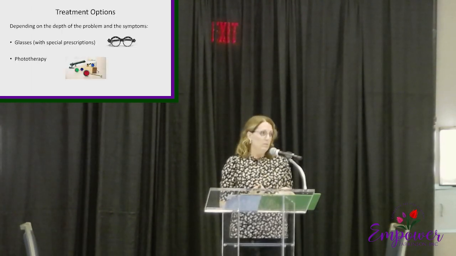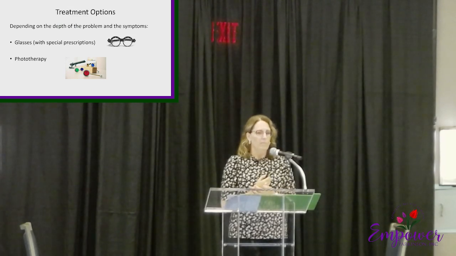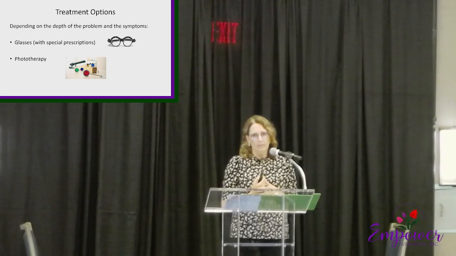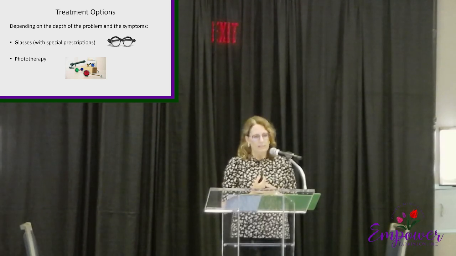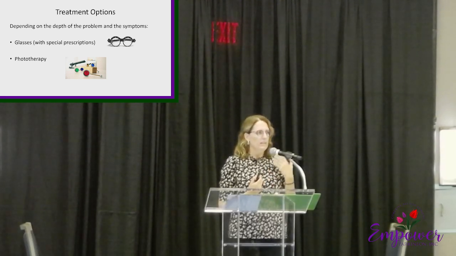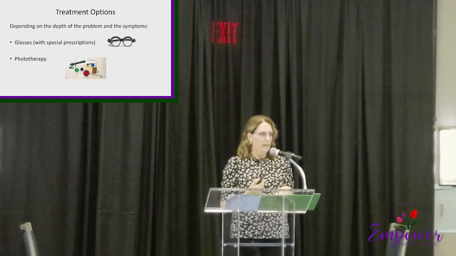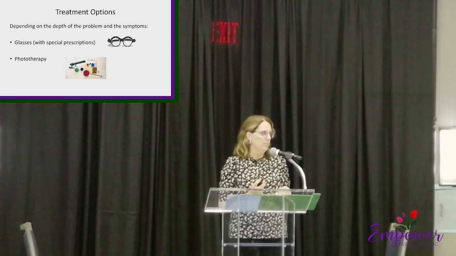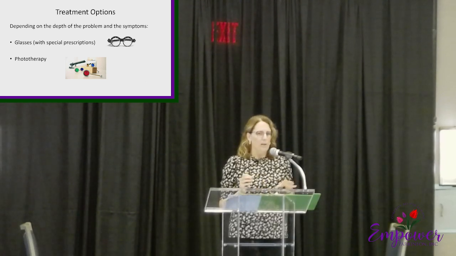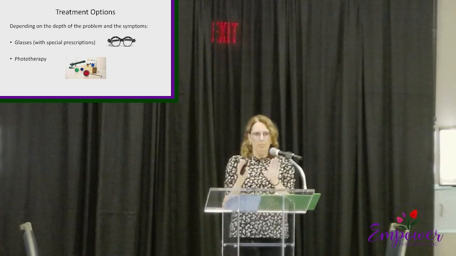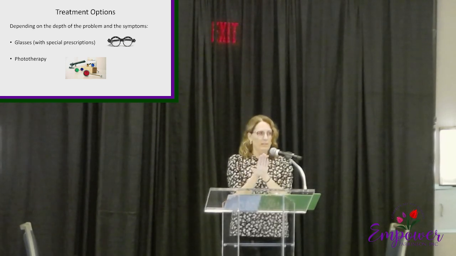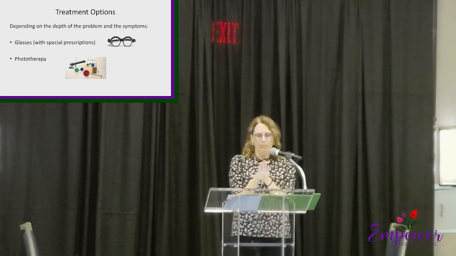So what can we do about these problems? There are different things we could try. There are glasses that may be a little different than the typical glasses you may already have. There's something called prism, which is a type of lens that can help if you have double vision. It can help bring those images back together into one. Sometimes that can be very helpful.